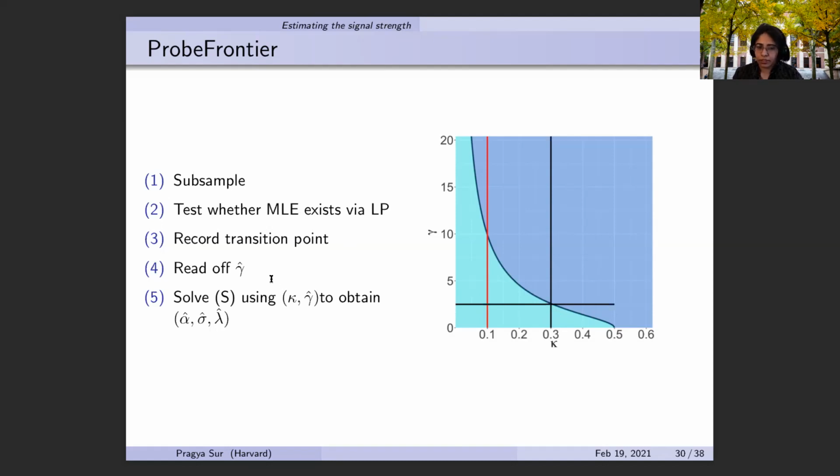But now note that once you have gamma hat, you can obtain estimates for all of these parameters in one shot. Because if you know kappa from your data and you know gamma hat, then you just solve the system of equations we have and obtain solutions to these. And if you take a fine enough grid of values of kappa, because this asymptotics also kicks in very early and this phase transition is sharp, you'll get a precise estimate of gamma hat.